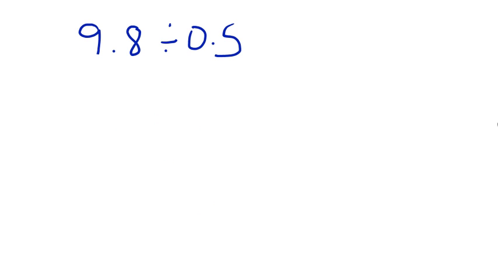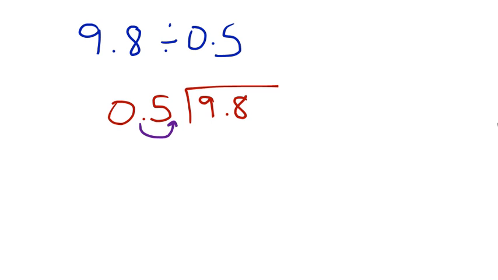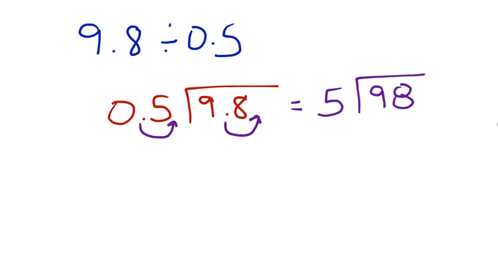9 8/10 divided by 0.5, 5/10. So we've got 5/10 divided into 9 8/10. Okay? And remember, we're going to move this decimal over until you have a whole number. So you're going to move this one over. So I'll go ahead and rewrite that over here. So we have 5 being divided into 98.